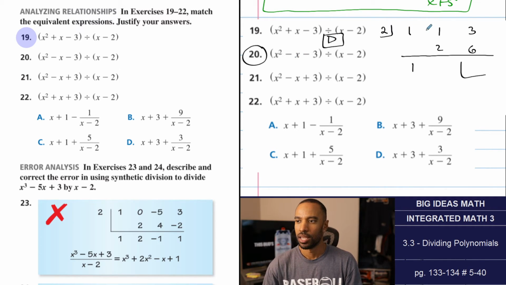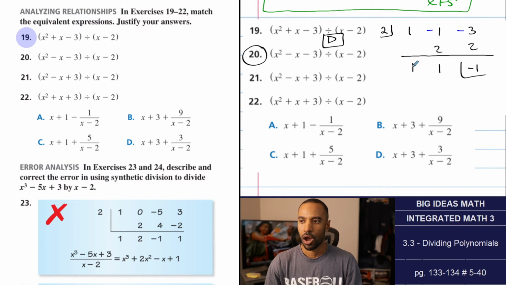So number 20, it's a -1 and a -3. Oh, I gotta move these. It's a -1 and a -3, and the same root of 2, the same coefficient there. So let's go. 1 times 2, add those, times 2, add those. All right, now we're going to get x plus 1, with the remainder of -1. X plus 1 with the remainder of -1 is A.